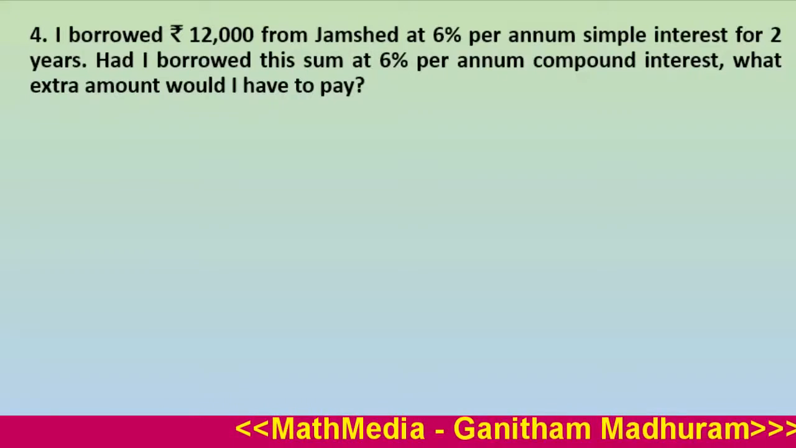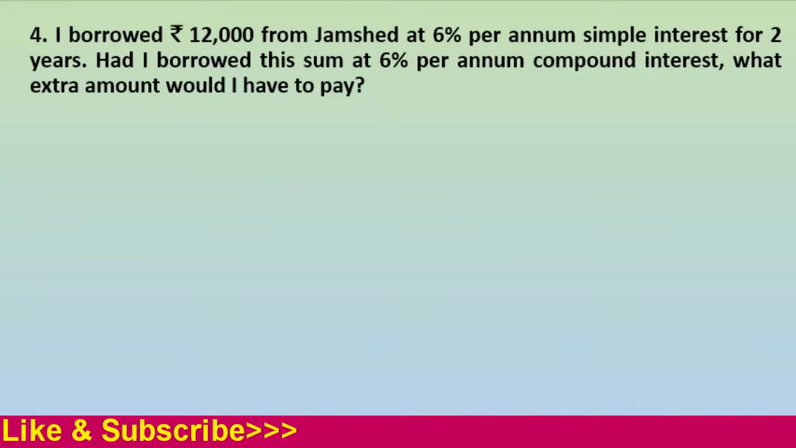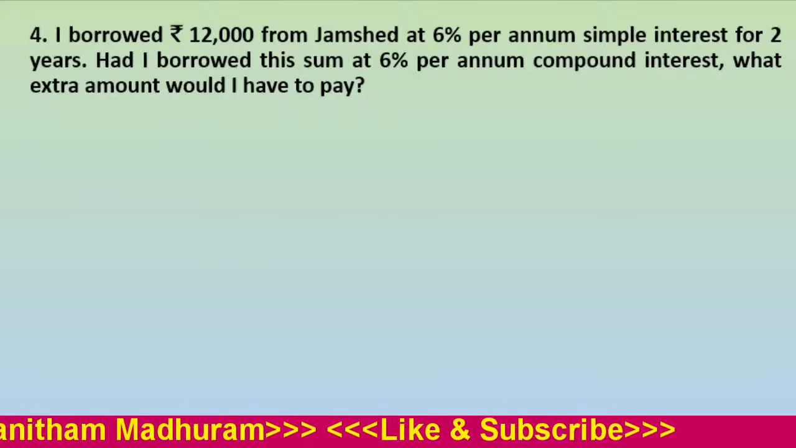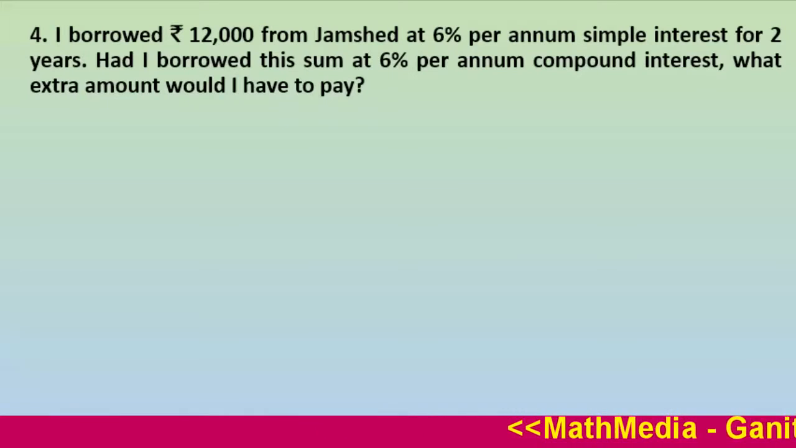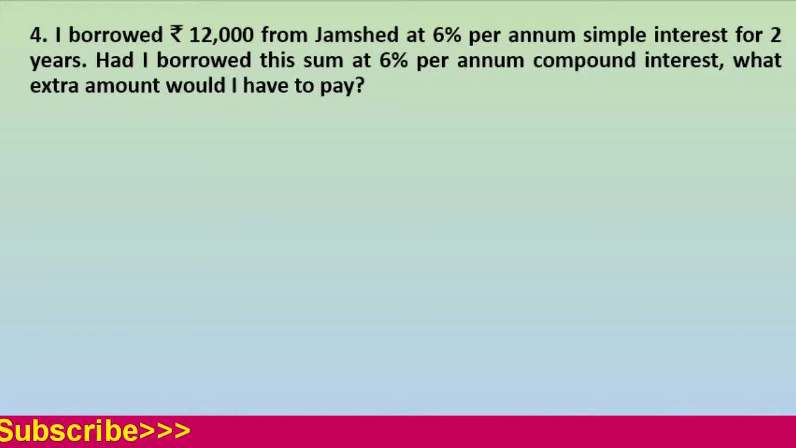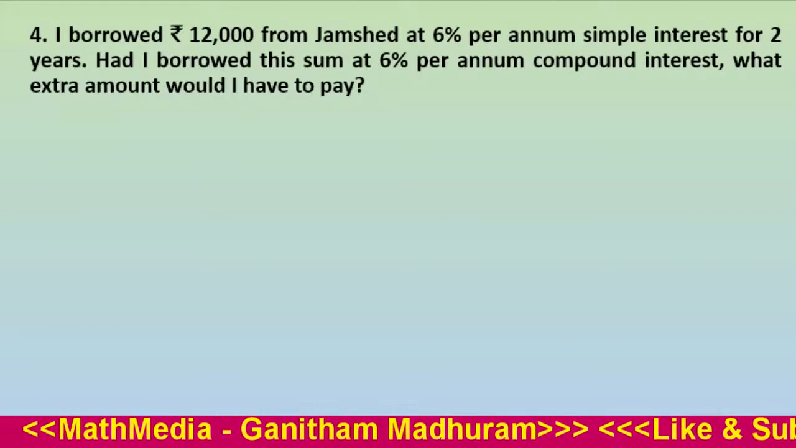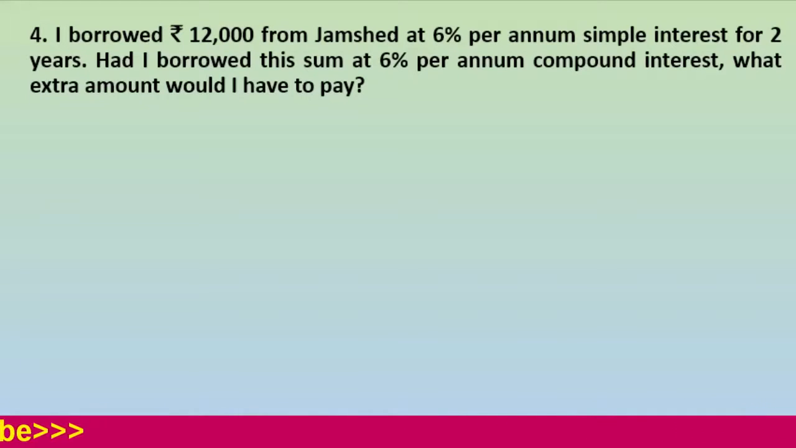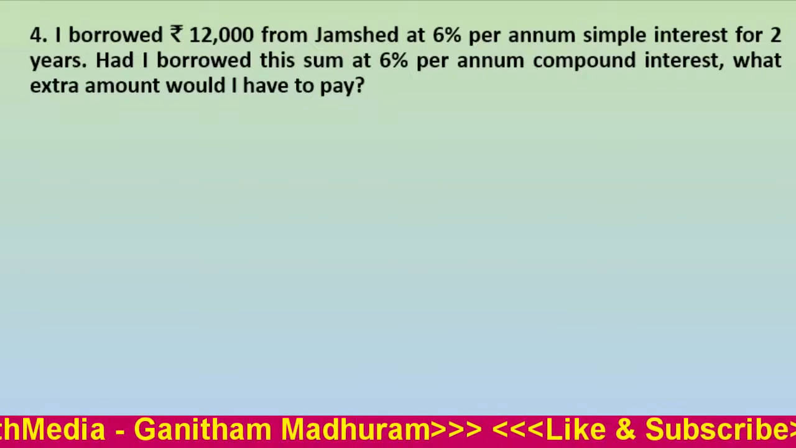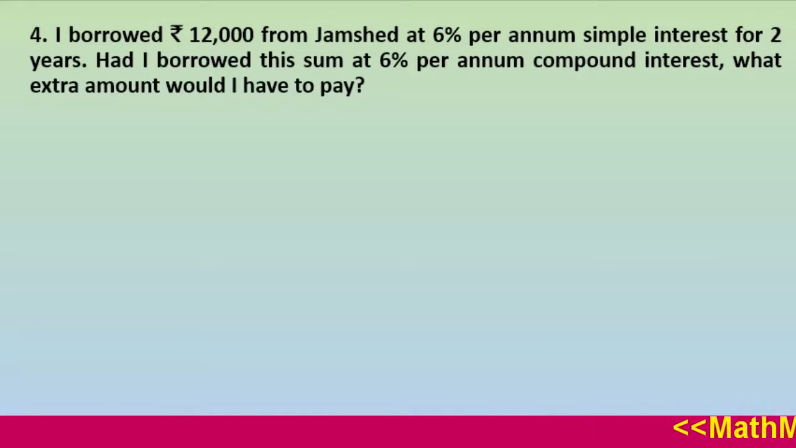I think the question is clear. 12,000 rupees is borrowed at 6% per annum simple interest for 2 years. The same amount with the same interest and the same time period is taken for compound interest also. So when I am taking the same amount in compound interest, how much extra amount do I have to pay? This is the question.